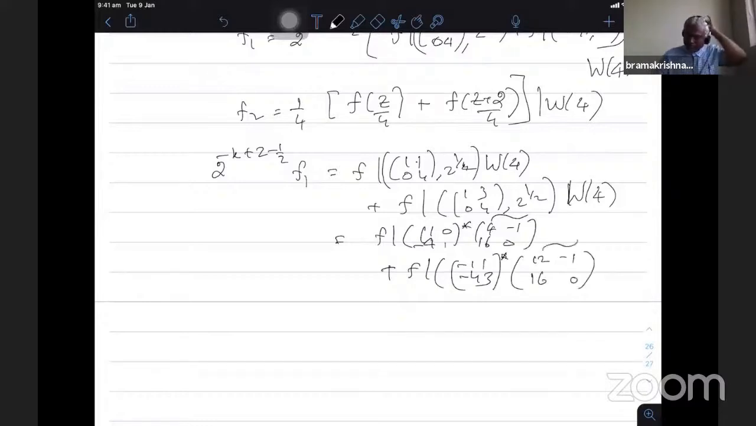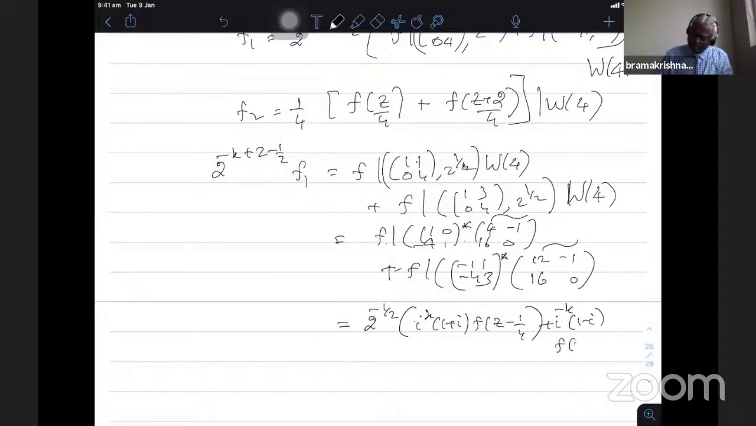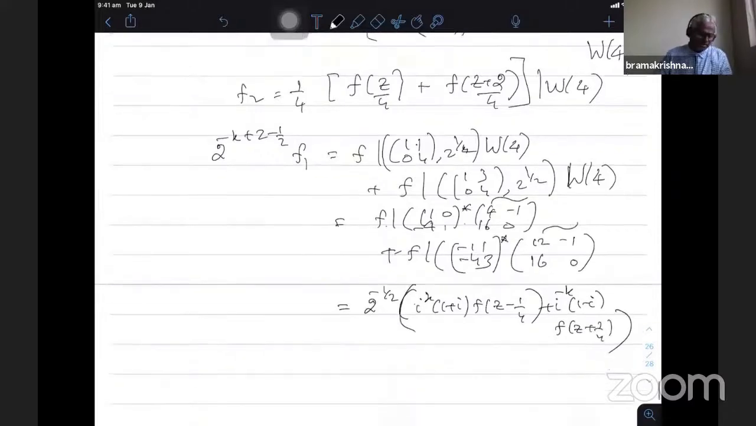Okay, so first two elements are in gamma 04 element, therefore the usual automorphic factor will come. You have to adjust this multiplication using the group multiplication. Now f is a modular form of level 4, therefore it is invariant, therefore the first part goes away, the second part only remains. So this calculation gives you 2 power minus half into these things. I think I will write and then you have to work it out: f of z minus 1 by 4 plus i power minus k into 1 minus i f of z plus 1 by 4. Okay, this big bracket and these two terms become like that.